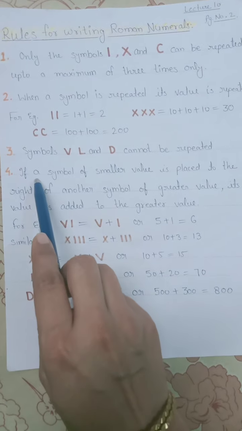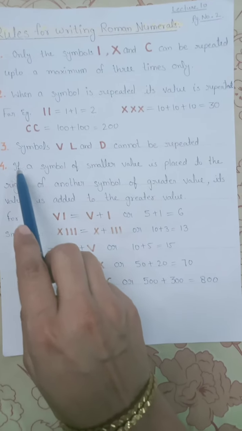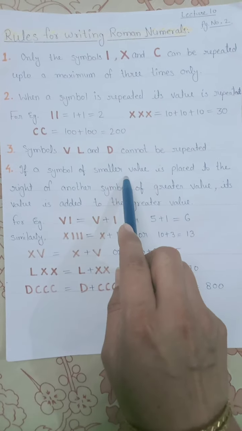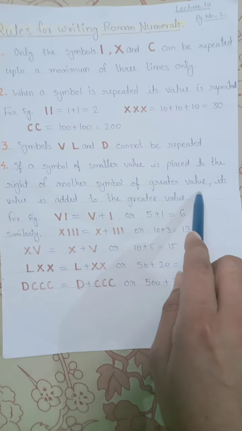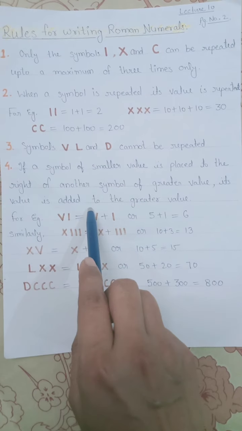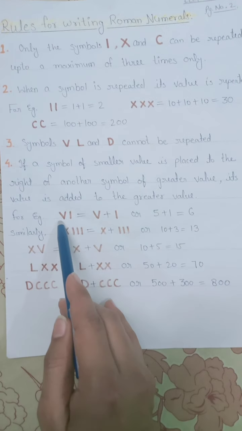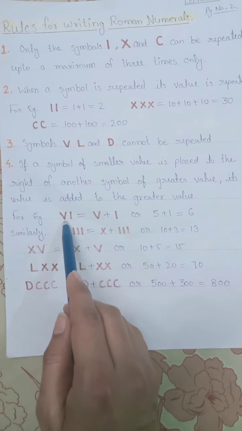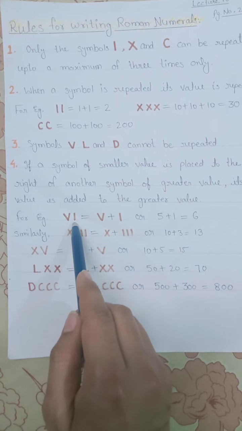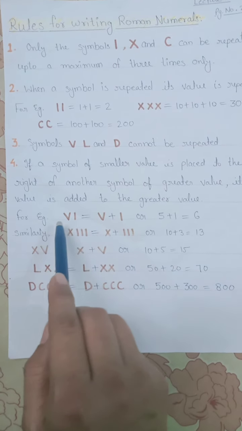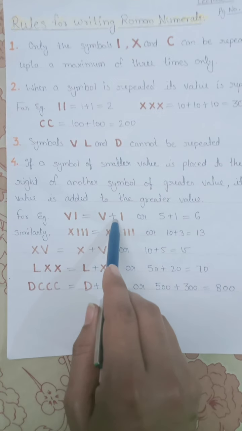Okay. Now come to rule number 4. It is most important. Look here carefully. If a symbol of a smaller value is placed to the right of another symbol of greater value, its value is added to the greater value. Got the point? If we have a symbol of greater value and, at its right place, another symbol of smaller value, then we will add both the smaller value and the greater value.